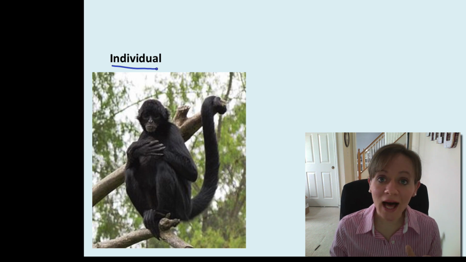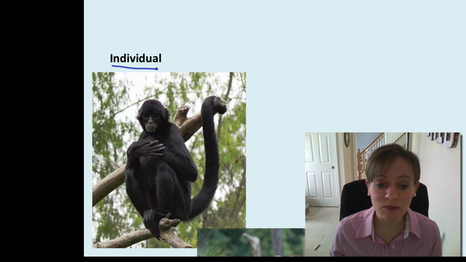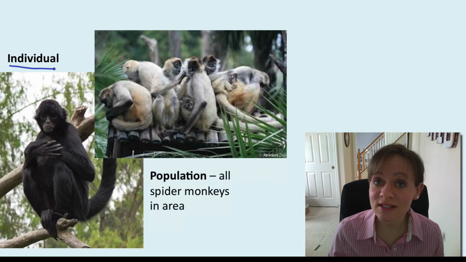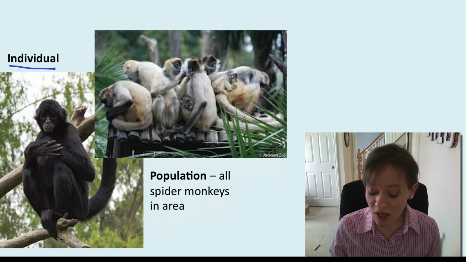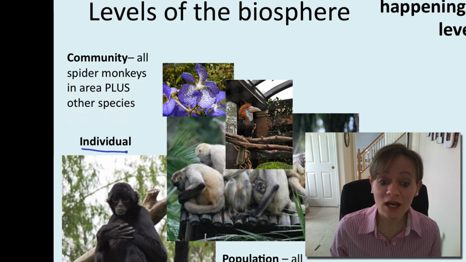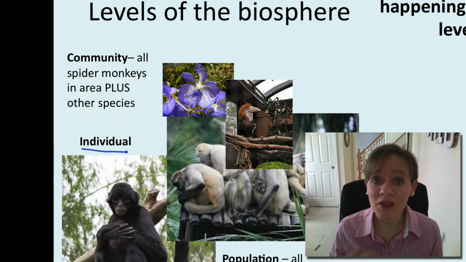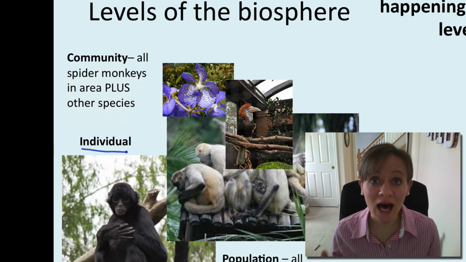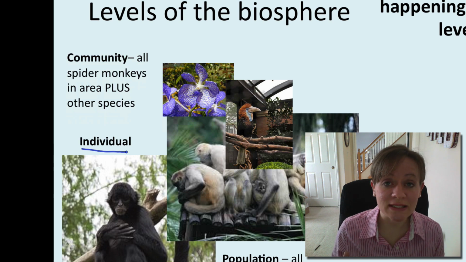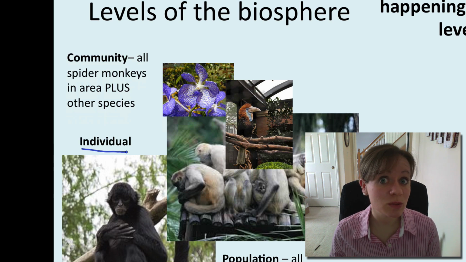Now, when we get a lot of spider monkeys together, the same species, we have what's called a population. All spider monkeys living in the same area at the same time. The next level is when we add in other species besides just spider monkeys. So what spider monkeys eat, other types of birds and plants that are in the high canopy, and that's called the community. So all species in the same area at the same time as a community.